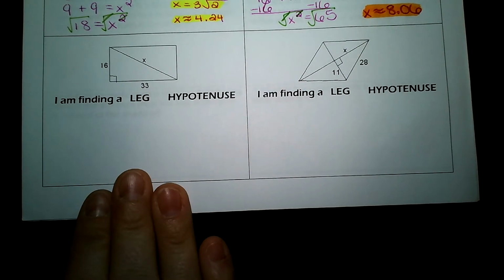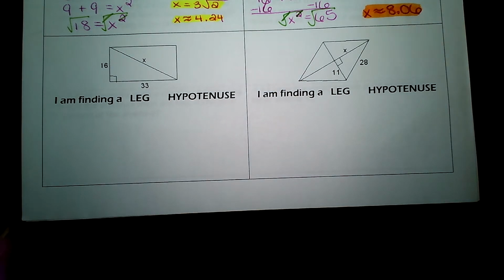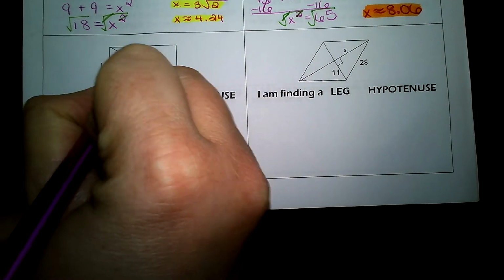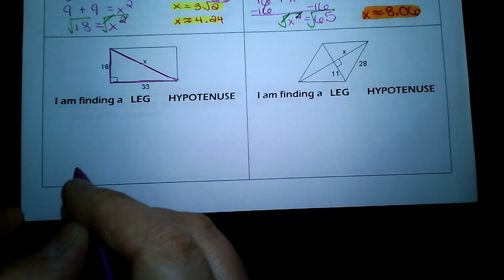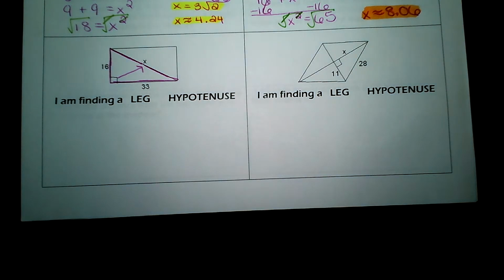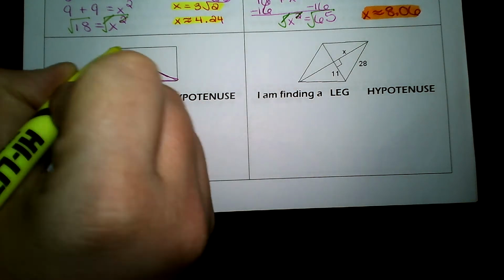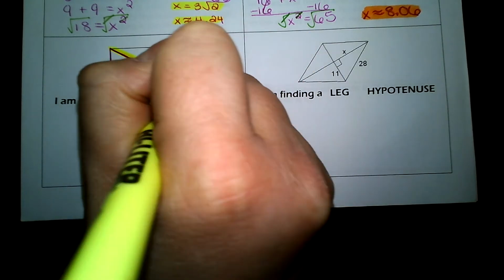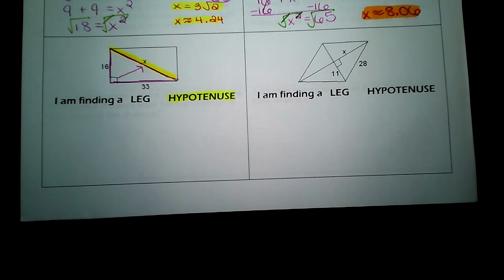Example number 3, let's discover what we're trying to find first. Okay, again, this is a complicated picture, so maybe you just want to outline the triangle so you know exactly what you're working on. Whatever helps you best. I'm a visual person, so as many colors and outlines as I can do, I try to do. The side that's straight across from the 90-degree angle, that is called the hypotenuse. That's a vocabulary term you gotta know. So it looks like in this picture, the x is on the hypotenuse. I'm trying to solve for the hypotenuse, not a leg.